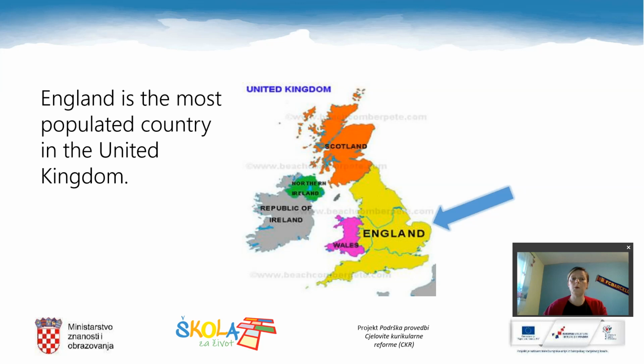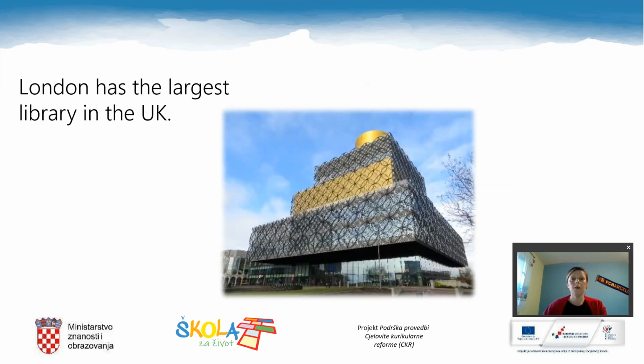England is the most populated country in the United Kingdom. Last time I told you that almost 66 million people live in the UK. 56 million people live in England. London has the largest library in the UK. The British Library is a home to over 150 million items.